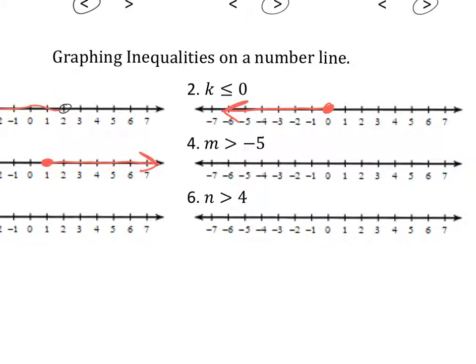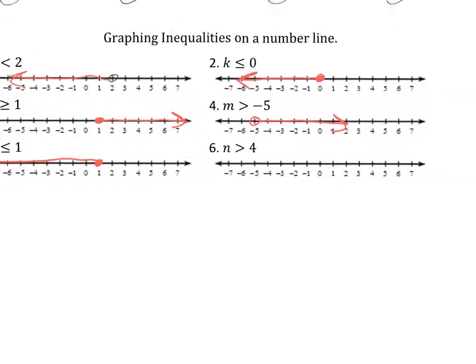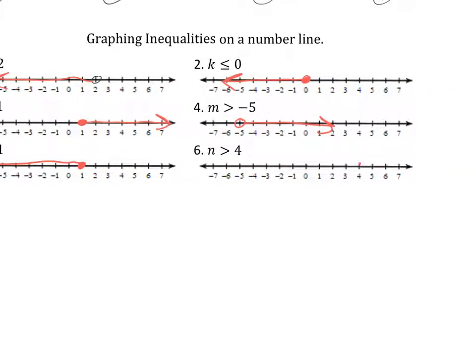Next one, negative 5. I'm going to have an open dot. And that's bigger than negative 5. So I'm going to go to the right again. The next one, I'm going to have a closed dot at 1, and I'm going to go to the left. And the last one, I'm going to have an open dot, and I'm going to go to the right.